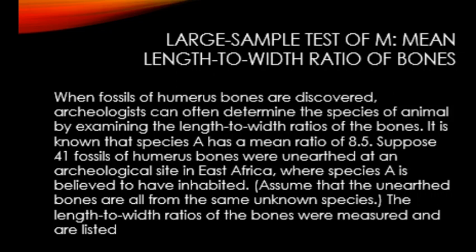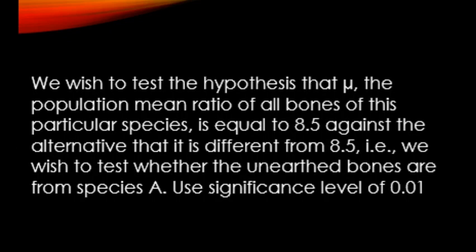The length to width ratio of the bones are measured and are listed. Okay, so this is our data set. These are the values that are collected in the data. Now we wish to test the hypothesis that mu, the population mean ratio of all bones of this particular species, is equal to 8.5 against the alternative that it is different from 8.5. That is, we wish to test whether the unearthed bones are from species A using a significance level of 0.01. So we are trying to test if this is different from 8.5.